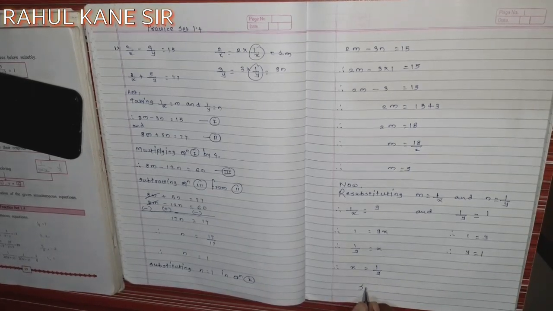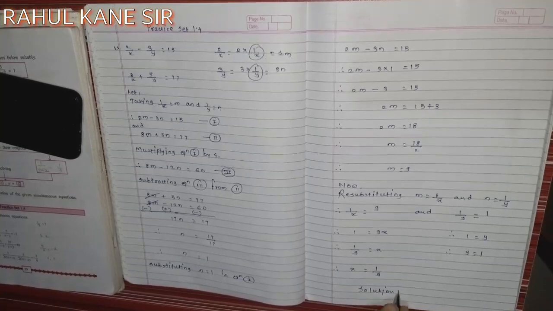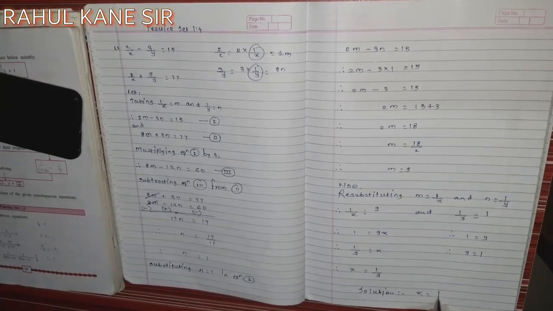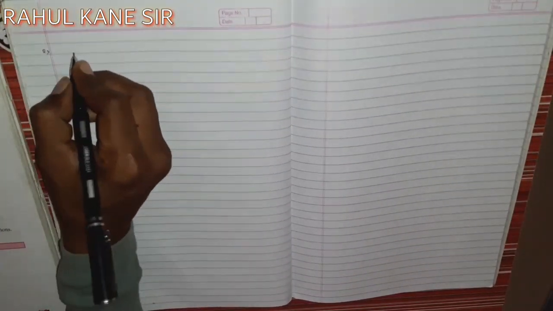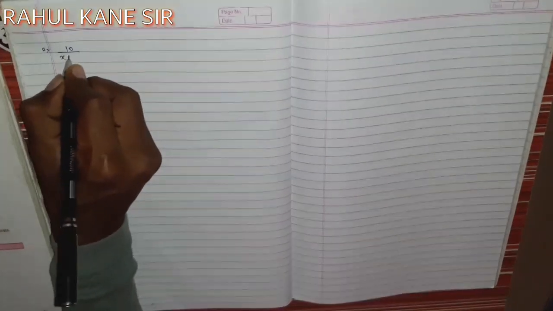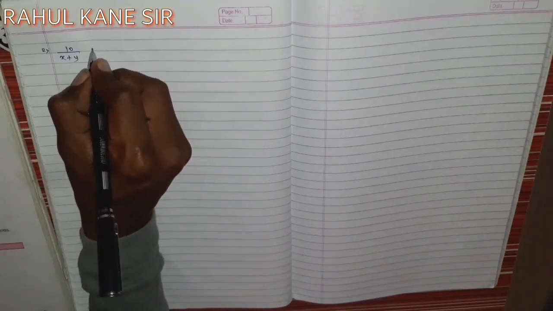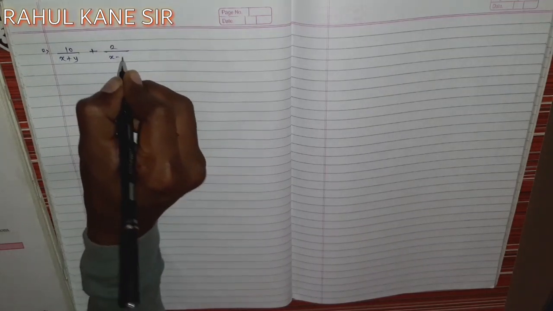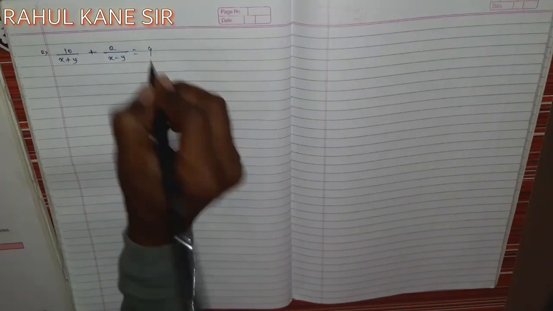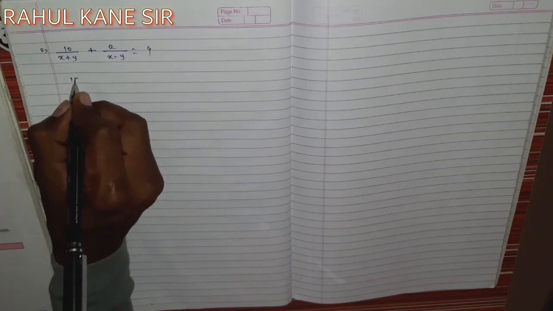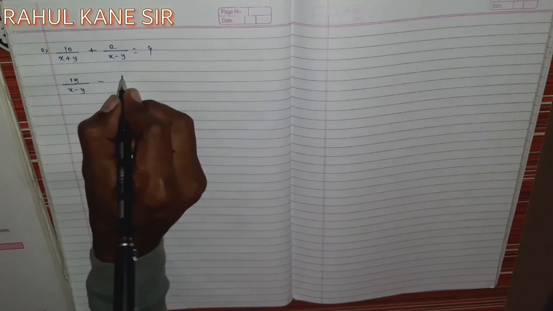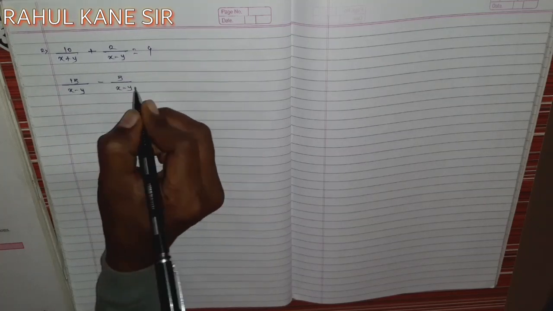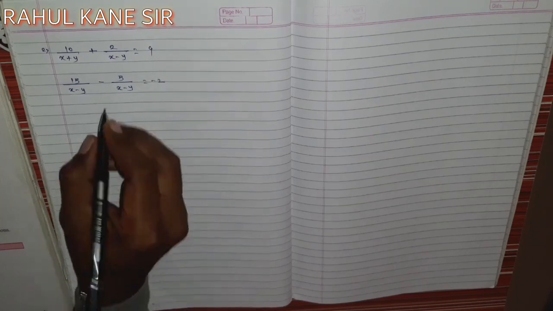At the end, solution: x equals 1 upon 9 and y equals 1. Sum number 2, 10 upon x plus y plus 2 upon x minus y equals 4, and 15 upon x plus y minus 5 upon x minus y equals minus 2.